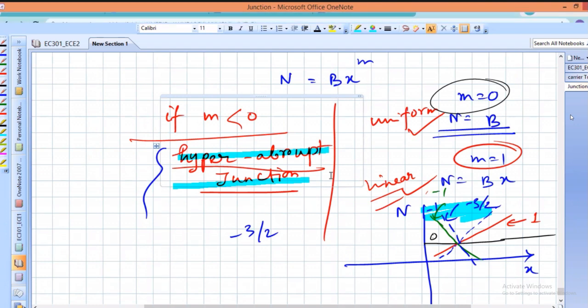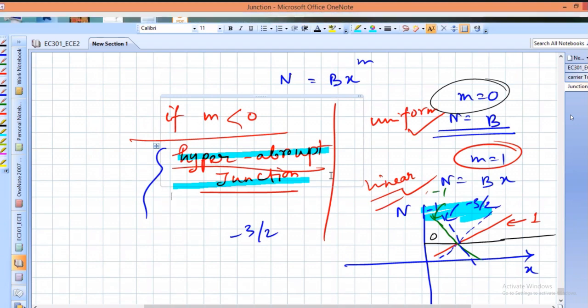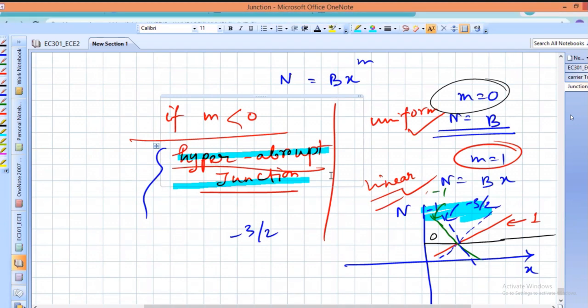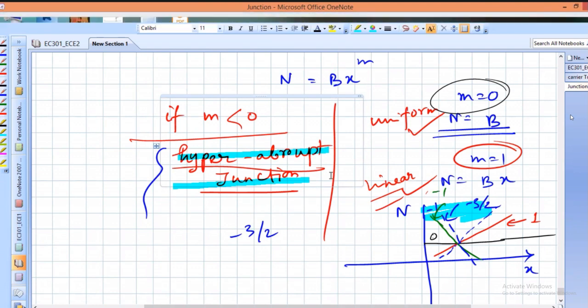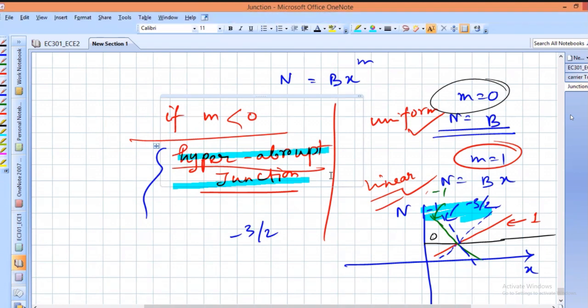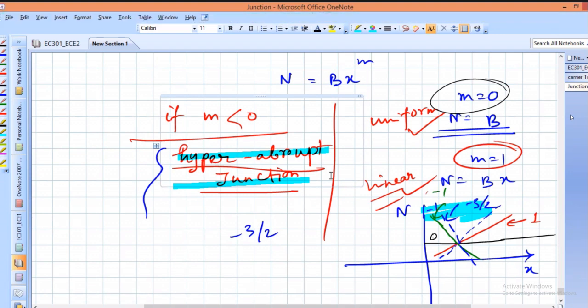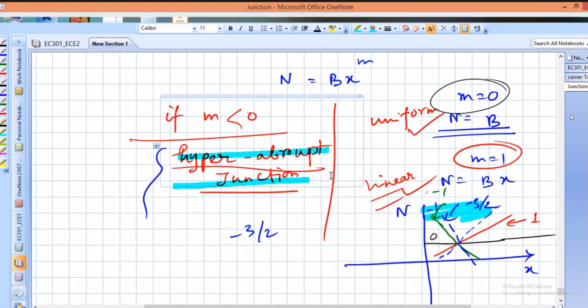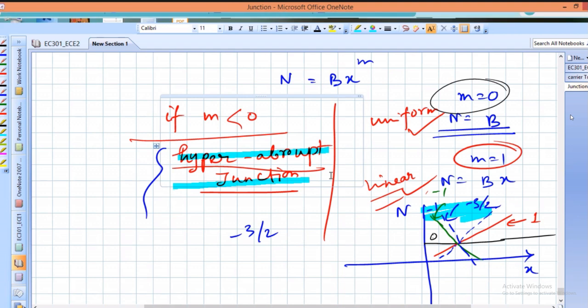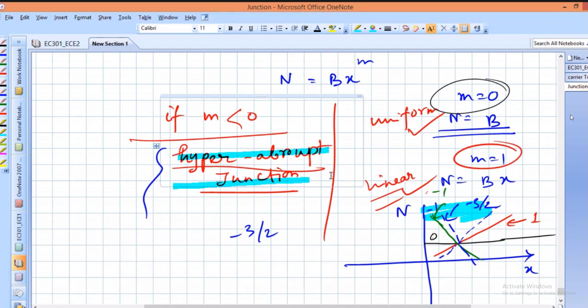These types of junction are called hyper-abrupt junctions, and a hyper-abrupt doping profile can be achieved by using the epitaxial process or by ion implantation. What is the epitaxial process or what is ion implantation? I'll discuss it later because fabrication processes are included in your syllabus.